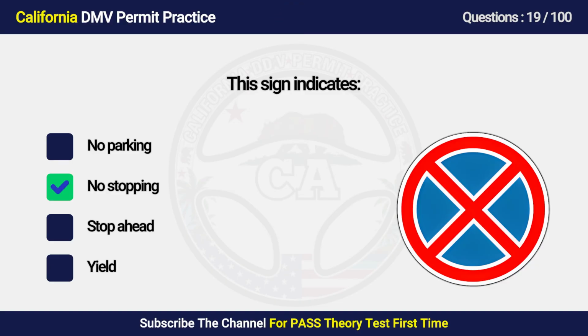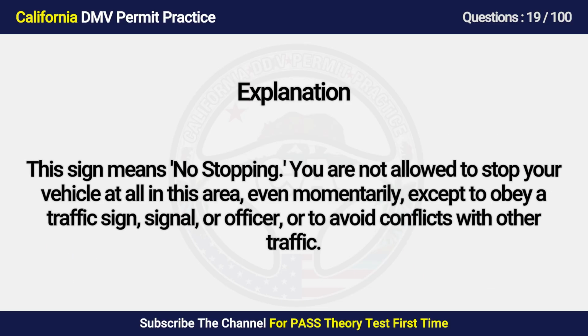Answer is B. No stopping. This sign means no stopping. You are not allowed to stop your vehicle at all in this area, even momentarily, except to obey a traffic sign, signal, or officer, or to avoid conflicts with other traffic.